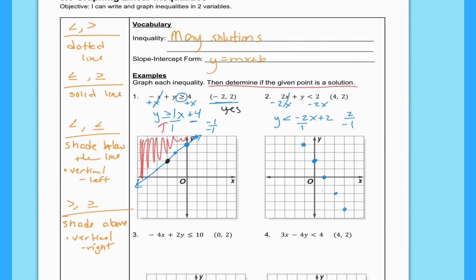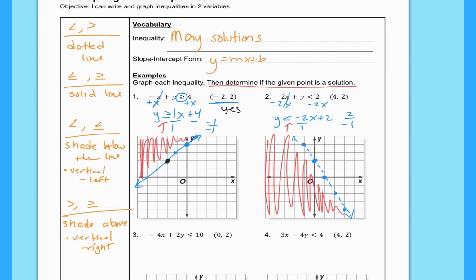And then before I draw my line, because I just have this less than and no equal to part, I need to make this a dotted line. So this one's going to look like this. That means that any point on that line is not going to be included as part of our answer. And then for our shading, we have a less than, so it's everything down below the line. Everything below the line when we have a less than. So everything shaded in the red, not the line, would be a solution.